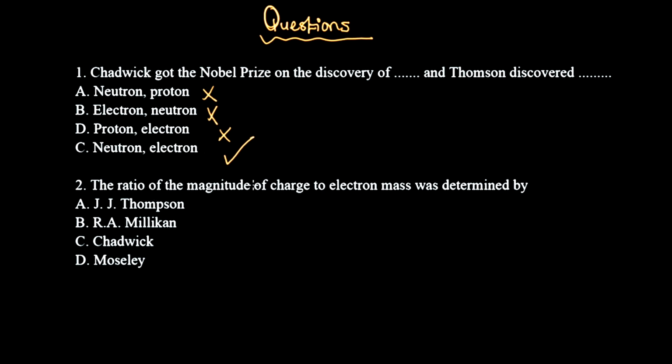The ratio of the magnitude of charge to the electron was determined by dash. J. J. Thomson, in his cathode ray experiment, determined the charge to mass ratio of the electron. So the right answer is this. Millikan only discovered the charge of an electron. Chadwick discovered the neutron, and Moseley discovered the number of protons.